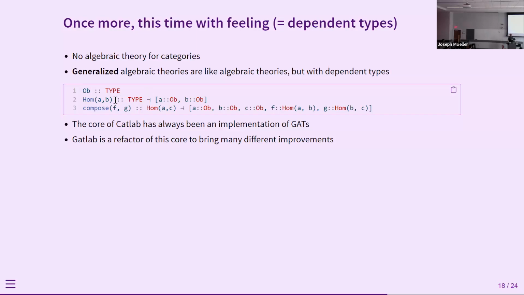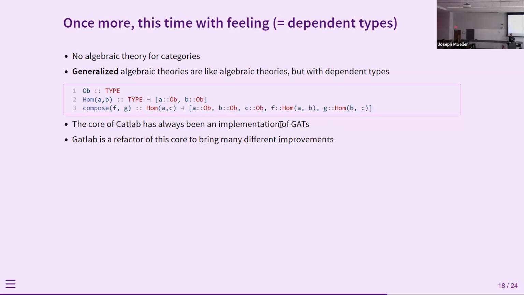Specifically in the theory for categories, the type of morphisms, Hom AB, depends on 2 values of type ob. And why do we need dependent types? Well, it's because composition is only defined when the codomain and domain of your morphisms match up. So that's what this rule says, that compose FG is a morphism only when F is a morphism from A to B and G is a morphism from B to C.